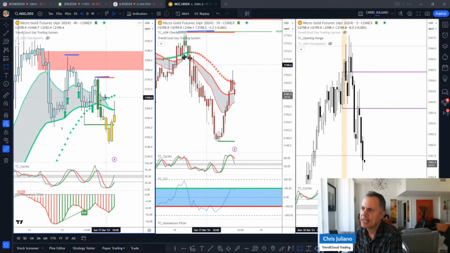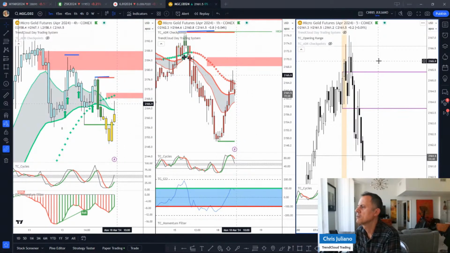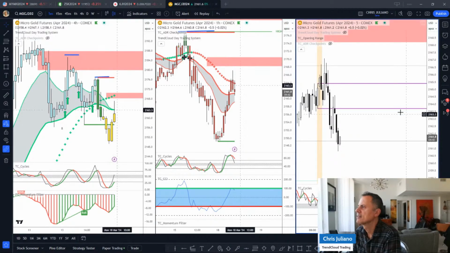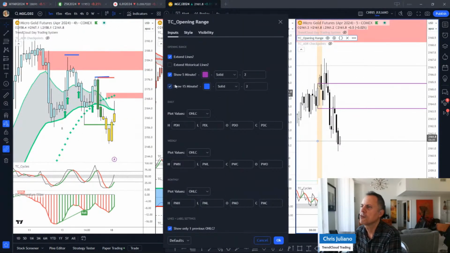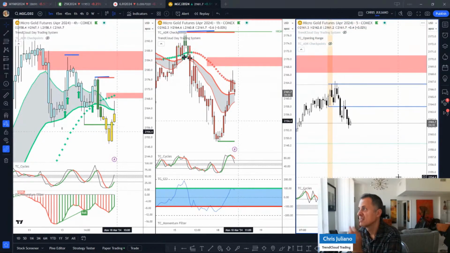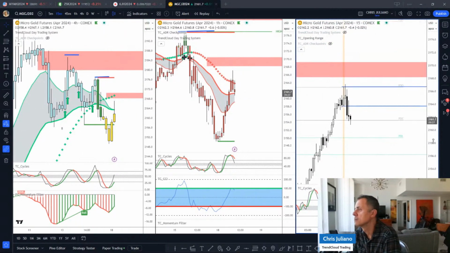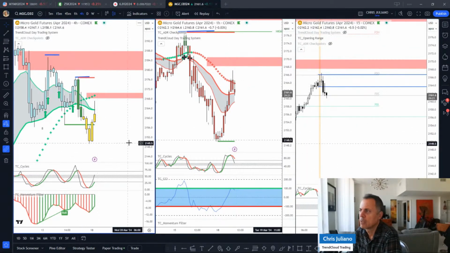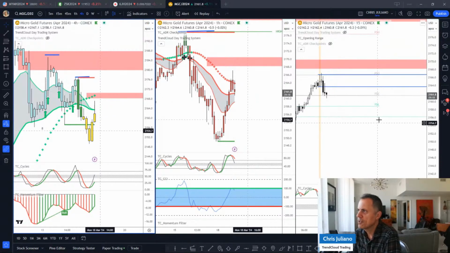Well, how about pulling back into that 50 simple? That's all the way up here. That's asking a lot. Let's go 15-minute chart. There we go. Breaking out to the downside on gold. We've got some support levels here, but we're still breaking out to the downside.